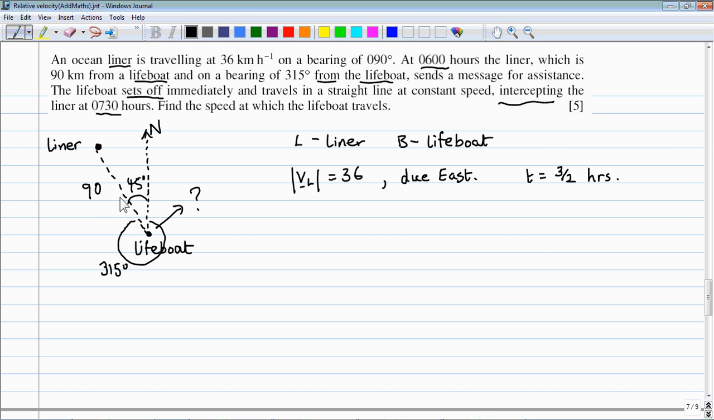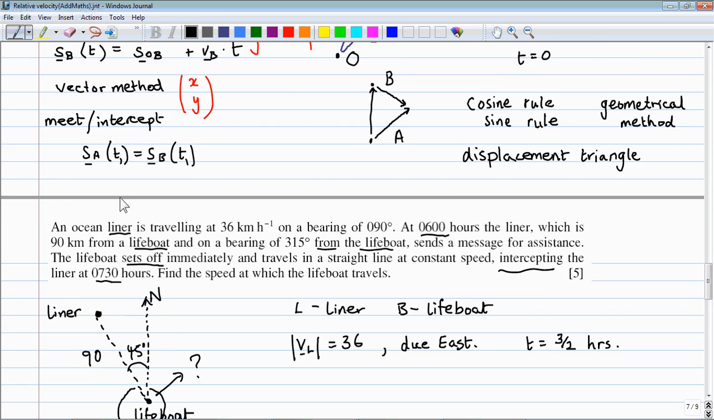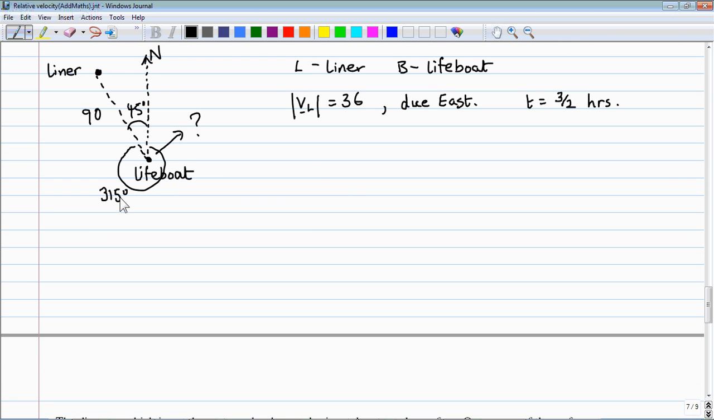So how does the vector method approach this? It says the displacement vector of the liner at a certain time t will be equal to the displacement vector of the lifeboat at the same time t. That's the key idea.